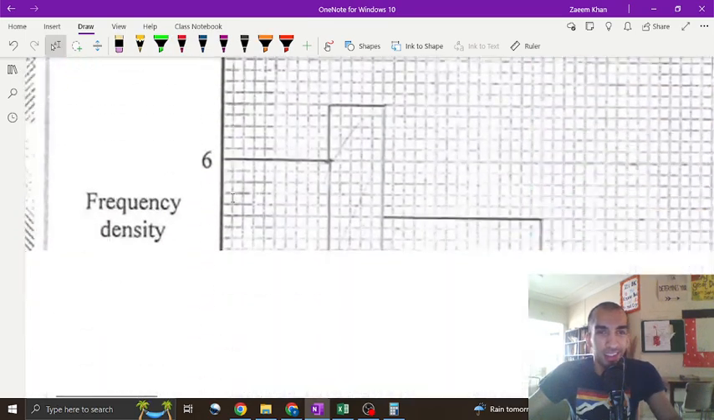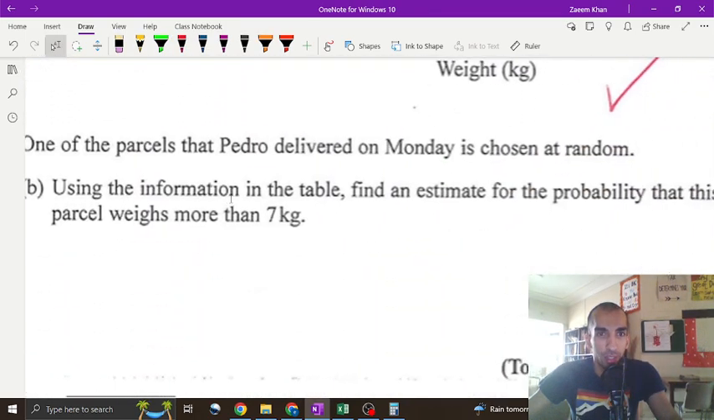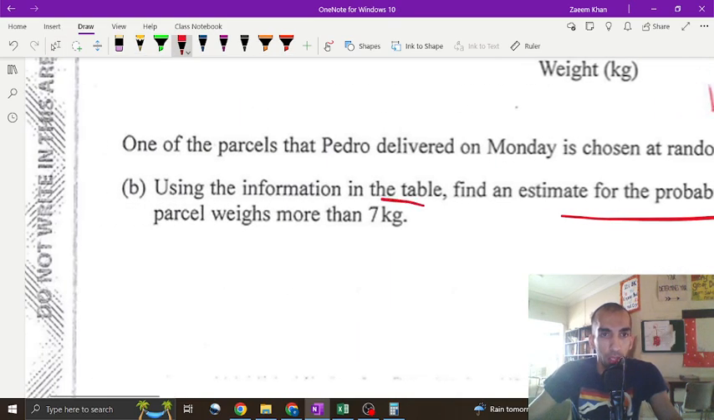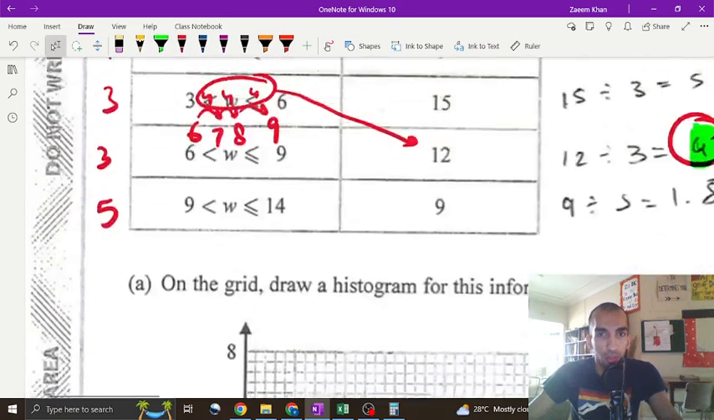So, if the question says using the information in the table, find an estimate for the probability, let's skip this for now. Can you find the quantity of parcels that weigh more than 7 kgs?